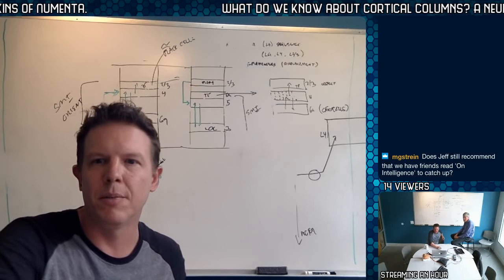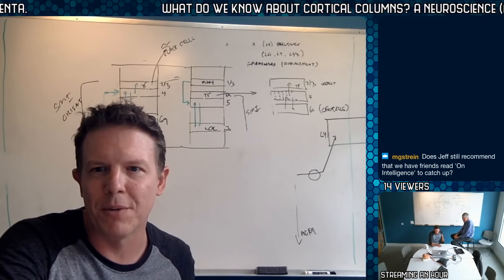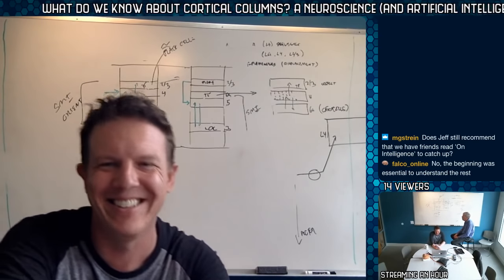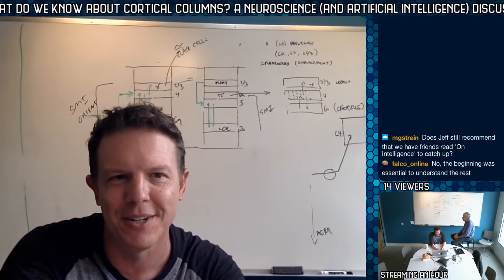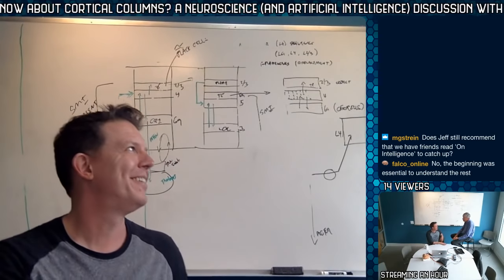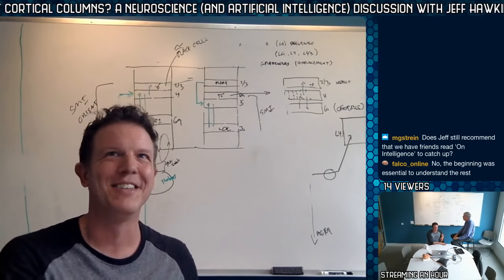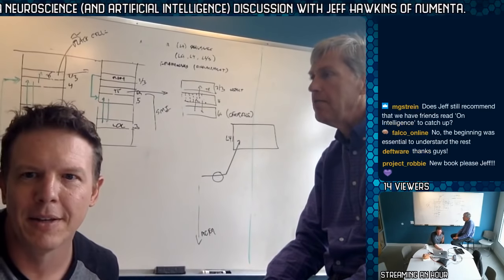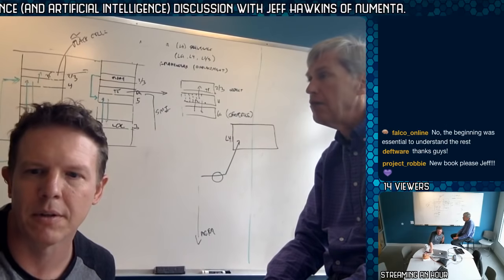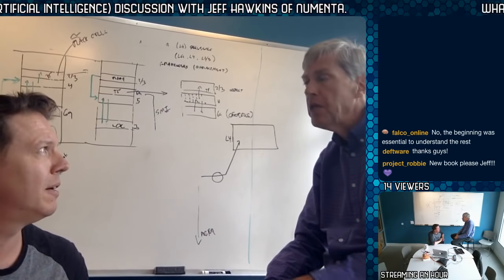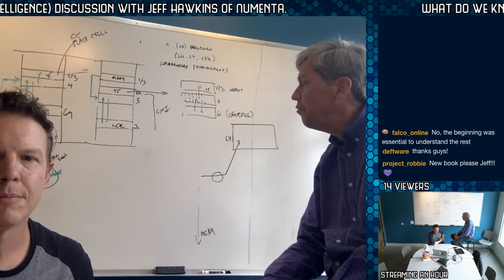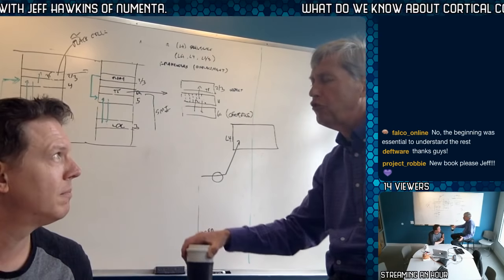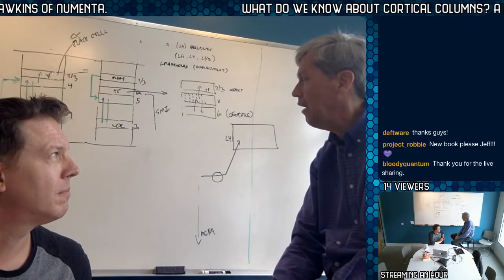Does Jeff still recommend that we have friends read On Intelligence to catch up? Yes, of course. Look, I don't want to promote my own book, but I'll promote it. I think you should read it. It's an easy read, except for chapter 6. And most of the book is still accurate. Even today, I meet neuroscientists who say, hey, I read your book recently, and it was really useful. So it still seems relevant. It gives you the very big picture about how to think about the cortex.